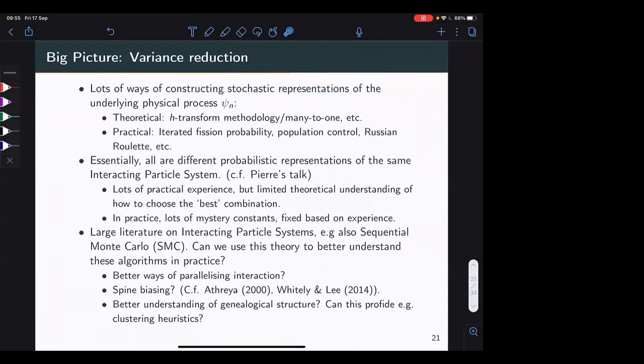So lots of big picture talking here. Lots of ways of thinking about stochastic representations of this semigroup phi n. From a theoretical perspective, we've seen this H transform methodology. We've talked about many-to-one in Emma's talk, so using weights instead of branching. There's a practical perspective, lots of ways people try to do this in practice. I think Pierre's point yesterday was that effectively all of this is doing the same thing. There's some underlying flow of measures, and these are all just different ways of balancing out this one measure. There's a question though of how we tune some of these different algorithms.